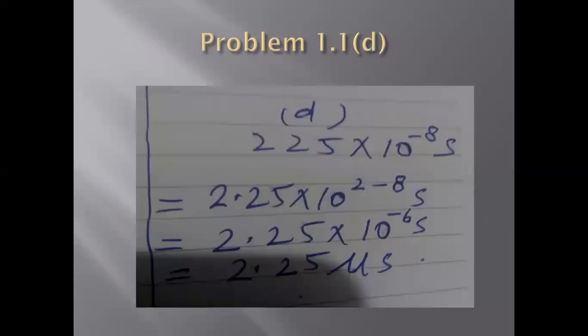Then is the D part. D part is 225. Again, the decimal is at the end, and we will move it from the end, jumping from 5 to here, where you can see the arrow. It will be 2.25, and as the point has taken 2 jumps, 1 and 2, it is 10 raised to the power 2, and minus 8 was given in the question. So I get minus 6, and again minus 6 is converted into micro.